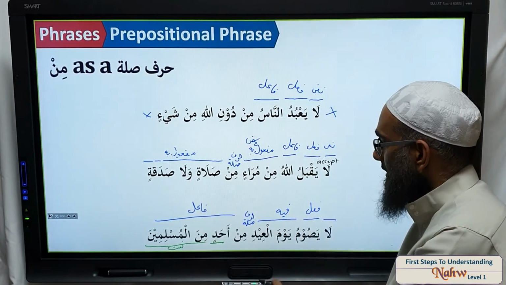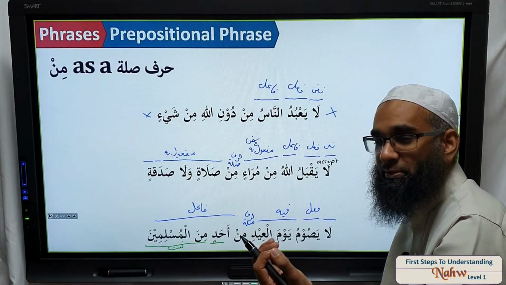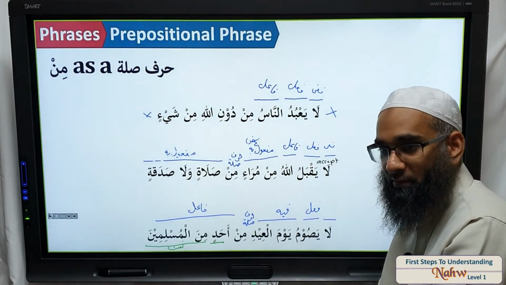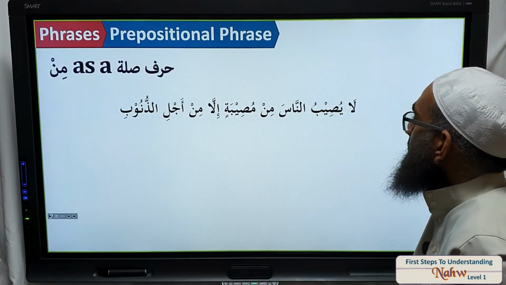Anyone from the Muslims. Translation will be? No one from the Muslims. Or you can even say absolutely no one from the Muslims fast on the day of Eid. Okay. The next one. Who wants to have got this one?